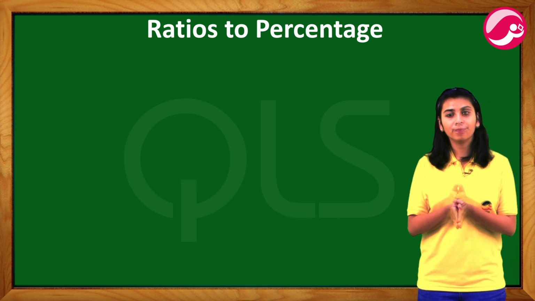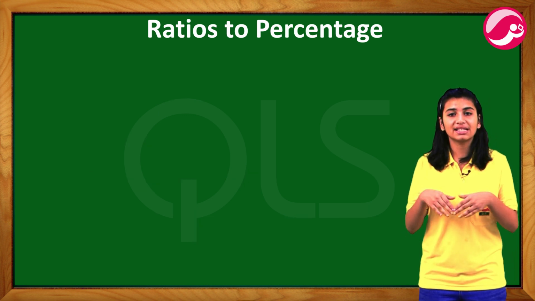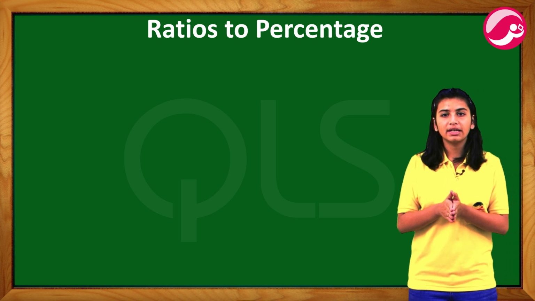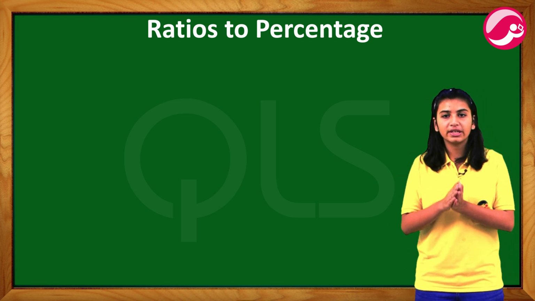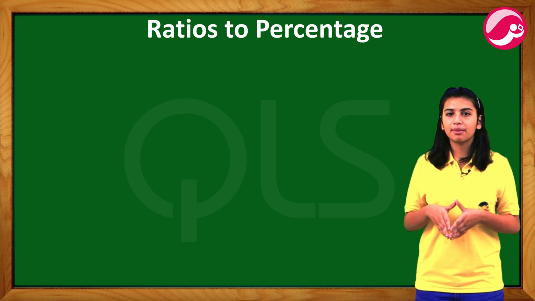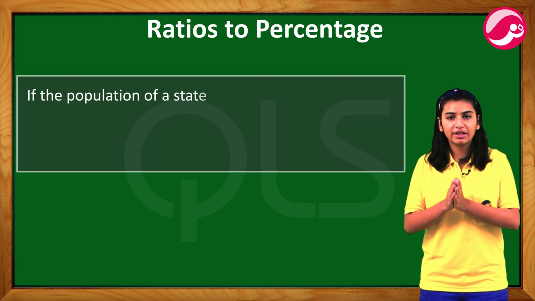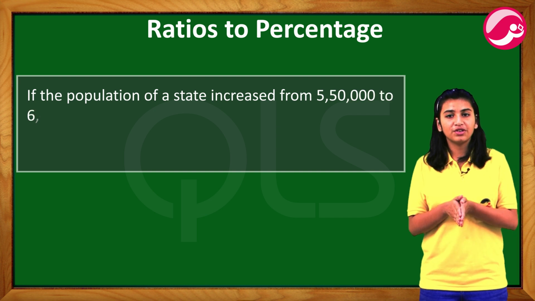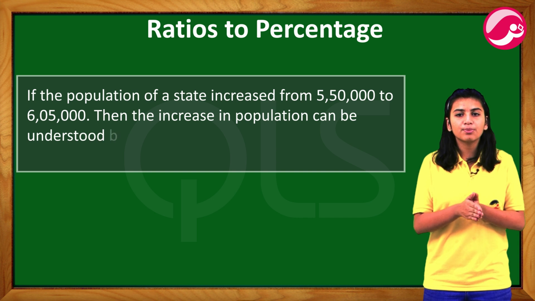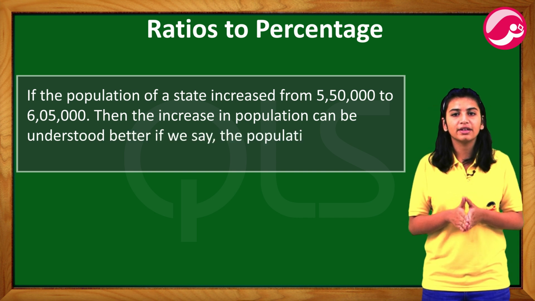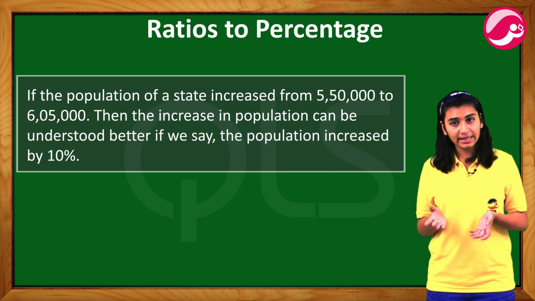Okay. Increase and decrease as percent. There are times when we need to know the increase or decrease in a certain quantity as a percentage. For example, if the population of a state increased from 5,50,000 to 6,05,000, then the increase in population can be understood better if we say the population increased by 10%.